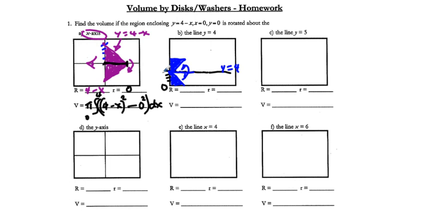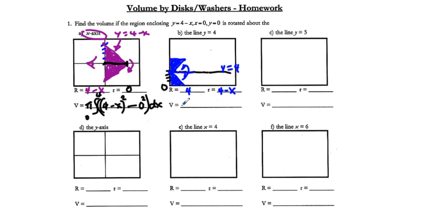And again from the side, so this would be a side view, and actually from front view, and from the side view we're going to see, as we have before, a circle. Well, in this case, our big R is going to be this distance between the x-axis and y equals 4. And so in this case, big R is equal to 4. And little r is going to be our equation, which is going to be 4 minus x.